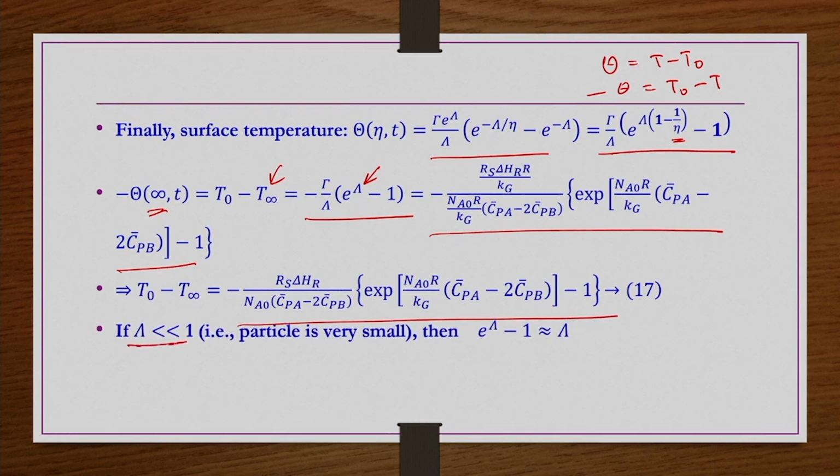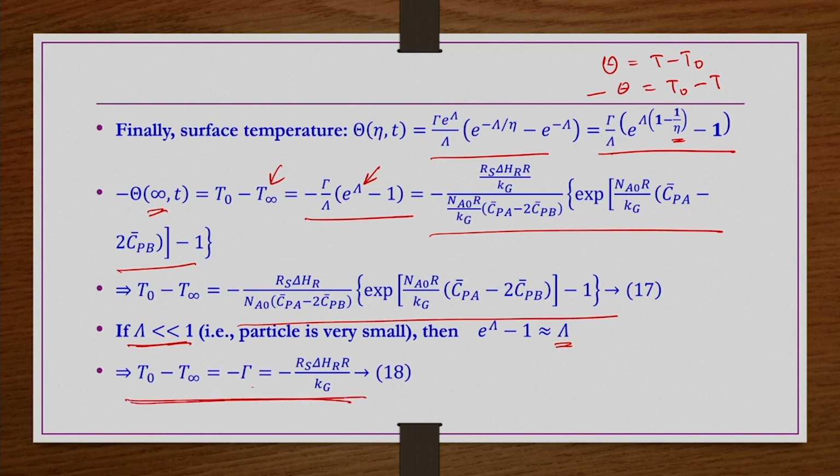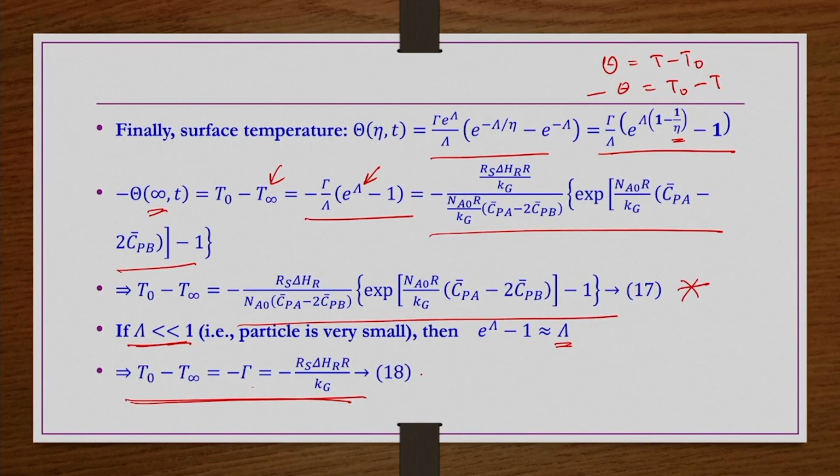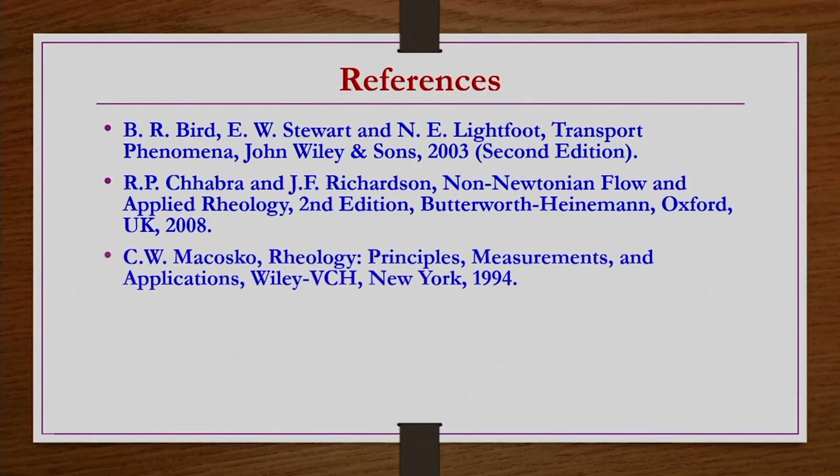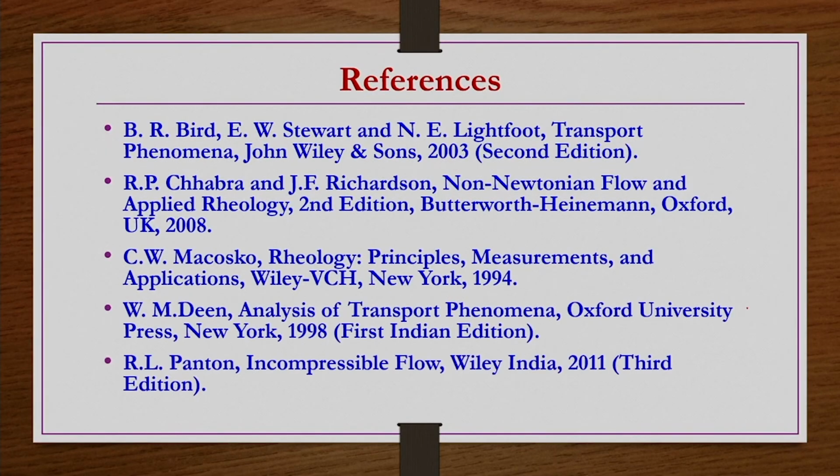But capital lambda is very less than 1, that is, the particle is very small in general, then e to the power of capital lambda minus 1 is approximately capital lambda. So, that we can have T minus T infinity is equal to minus simply capital gamma. So, then this is the expression. So, this is the overall general solution, and this is the solution when particle size is very small for the surface temperature. Okay. So, the references for this problem are provided here, but this problem is taken from this reference book. Thank you.